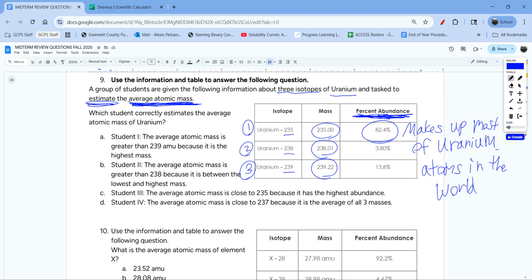So A says student 1, the average atomic mass is greater than 239 because it is the highest mass. No, we're not looking at highest mass. Student 2, the average atomic mass is greater than 238 because it is between the lowest and highest. No, that has never been talked about. You're not looking for between. Student 3, the average atomic mass is close to 235 because it is the highest abundance. That's your keyword there. Meaning biggest percent.